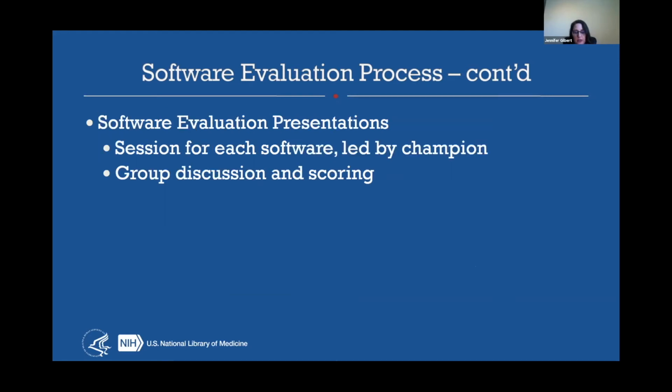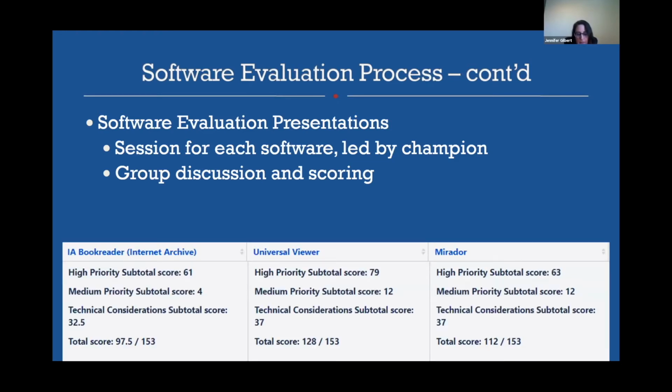After giving the software champions a few weeks to prepare, the team held a session for each software. The champion demonstrated the features using our agreed on use cases. As each requirement was discussed, the champions shared their opinions and the group weighed in on a ranking, and the majority score was recorded in the matrix. The scores were added up, and the winner is Universal Viewer.